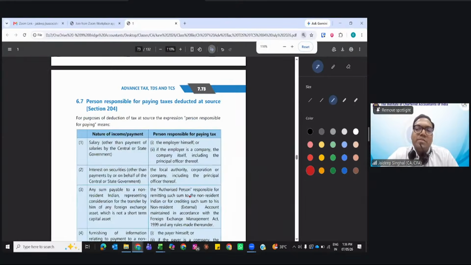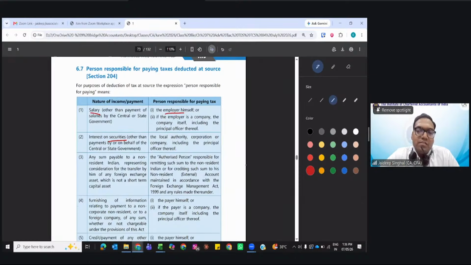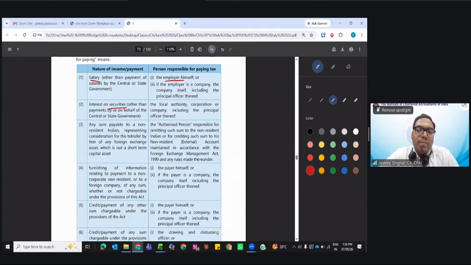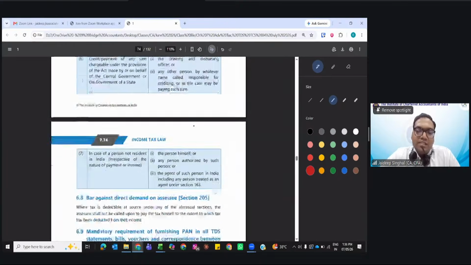Next, who is responsible for paying the taxes? For salary, the employer is responsible for paying the TDS. For interest on securities, whosoever is paying the interest, the principal. On behalf of the central government, whatever officer is there. On behalf of a non-resident, if any sum is payable to the non-resident in India, then the authorized person. So they've given who is liable to pay the taxes.